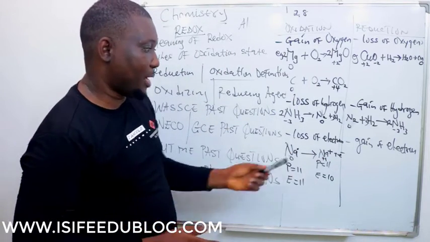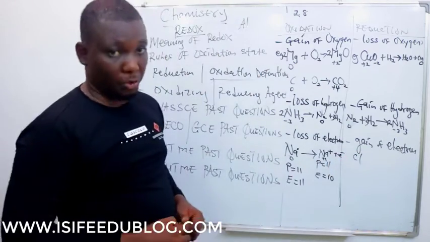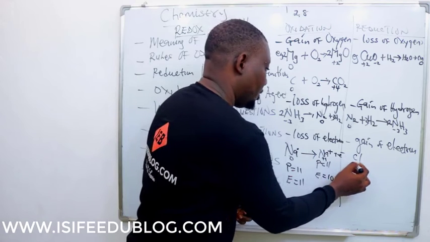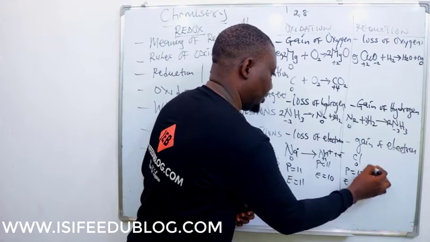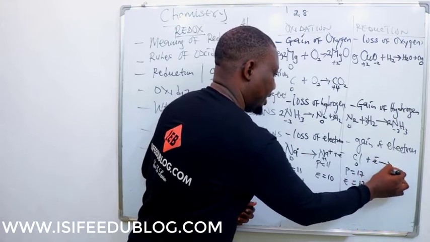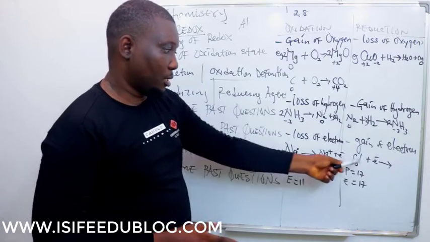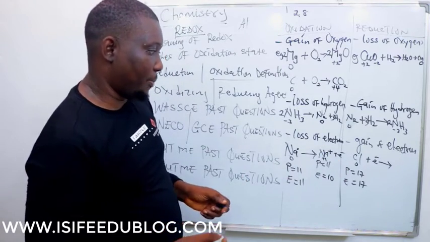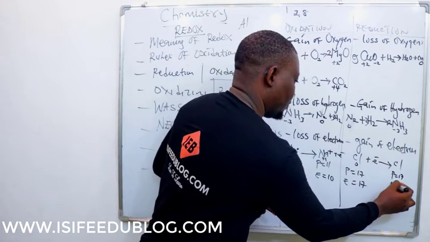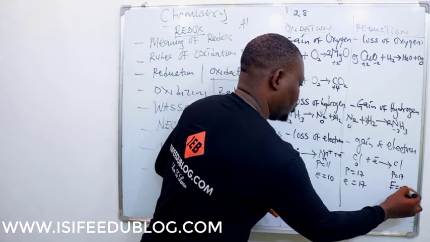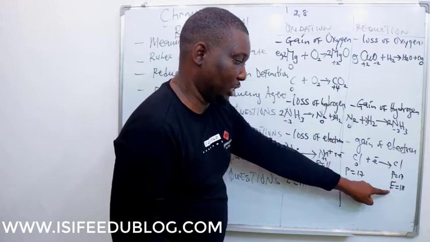And then if you come to the other side where there has been gain of electron, supposing I have chlorine. Chlorine has an oxidation state of 0, so proton here is 17, electron here is also 17. Having gained an electron here, what has happened? Here we have chloride, where proton still remains 17, so gain of 1 electron will increase electrons to 18.